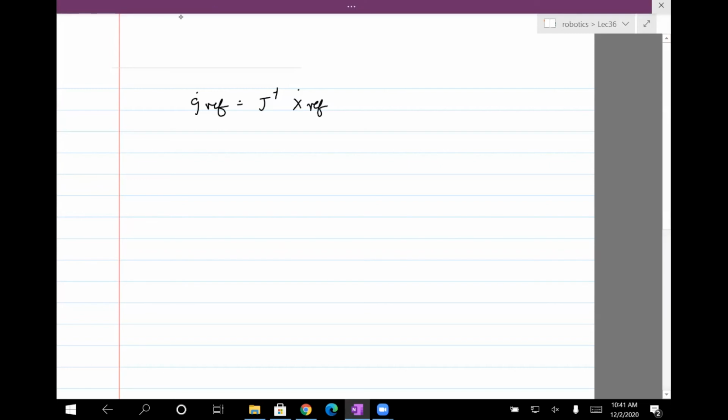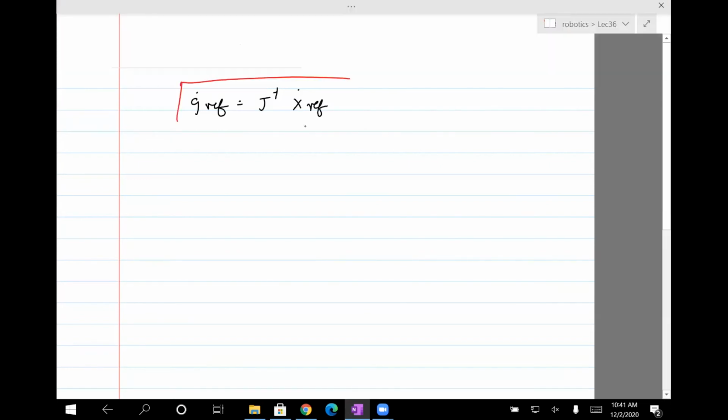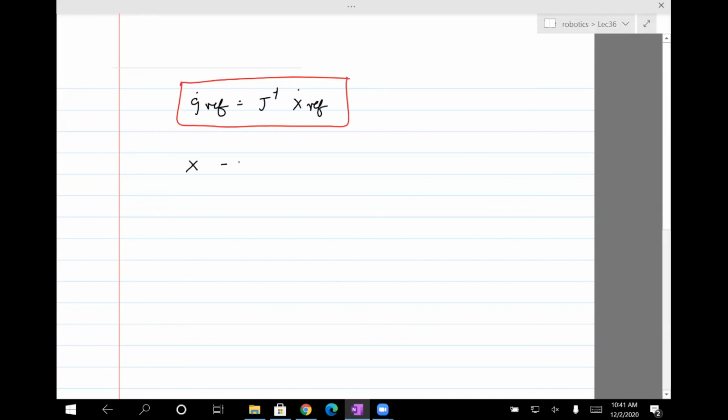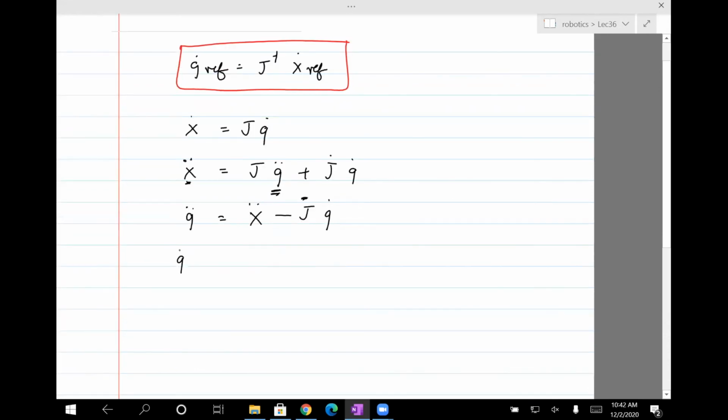Okay. And then the final thing is we need to get q double dot ref. So we take x equals Jq, differentiate: x dot equals Jq dot, x double dot equals Jq double dot plus J dot q dot. This is just using the chain rule. And then we can get q double dot, which is what we're interested in, from x double dot minus J dot q dot. And so q double dot ref equals J inverse times x double dot ref minus J dot q dot.